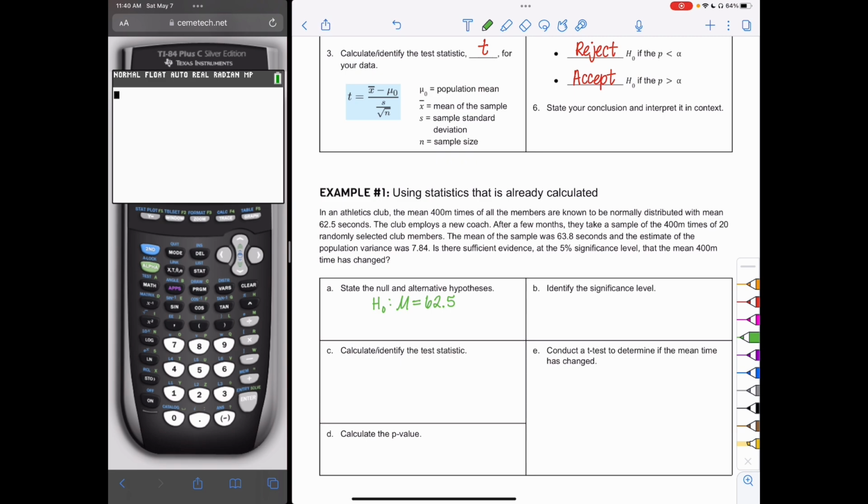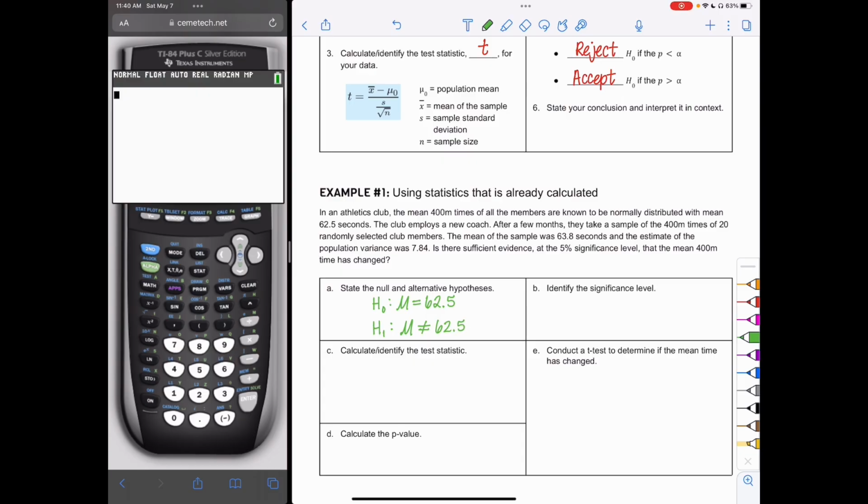We also know that in order to find our alternative hypothesis, it's saying that we want to know if the mean 400-meter time has changed. I don't care whether it has changed to be less than or greater than. I just know that it is different. So that means that my alternative hypothesis is that my mean will not be equal to 62.5. So this is a two-tailed t-test here.